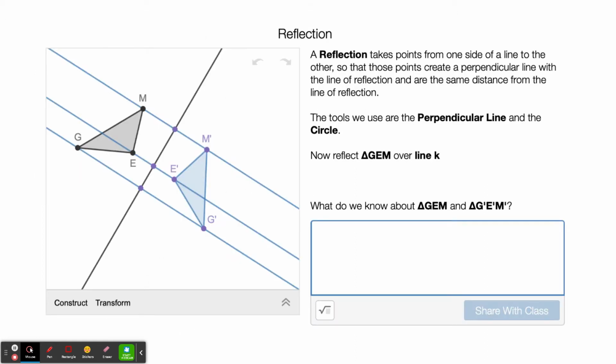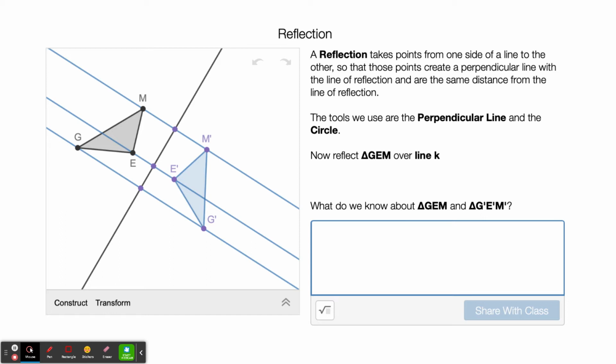So slide one is a reflection, and a reflection takes points from one side of a line to the other. We call that the reflection line or the line of reflection. And those points should be on a perpendicular line to the line of reflection. So the tools that we're allowed to use here are the perpendicular line and the circle tools.